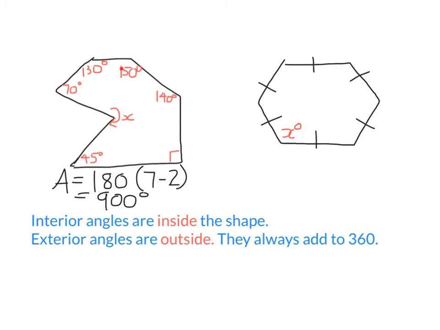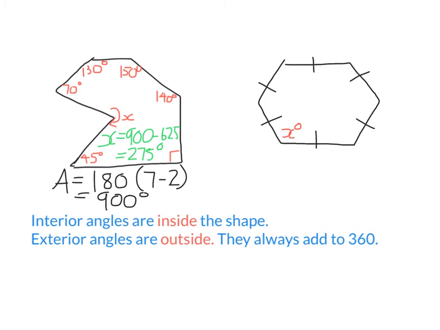If I add up all of these angles without the x, they add to 625. So very simply, x is just 900 minus all of the other angles added together, which gives me 275 degrees. We're going to do something similar here.